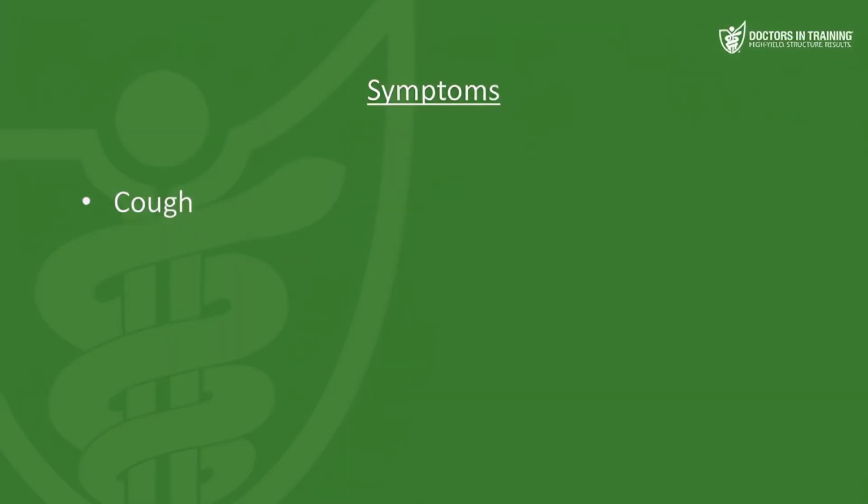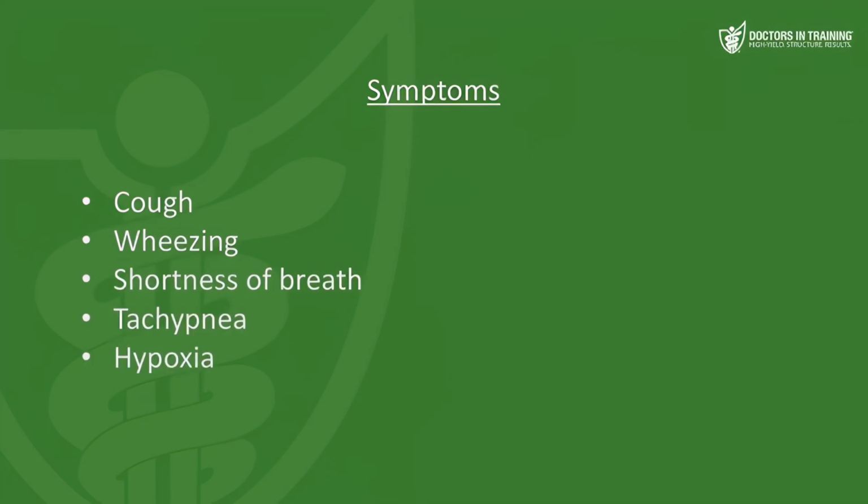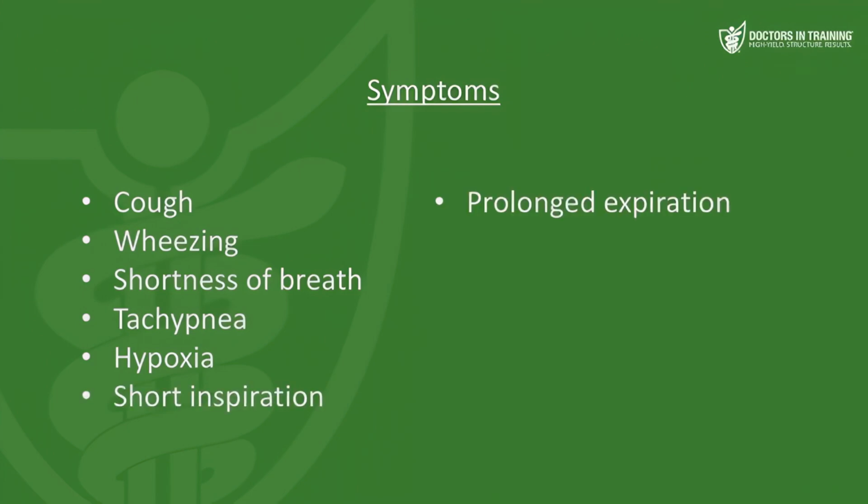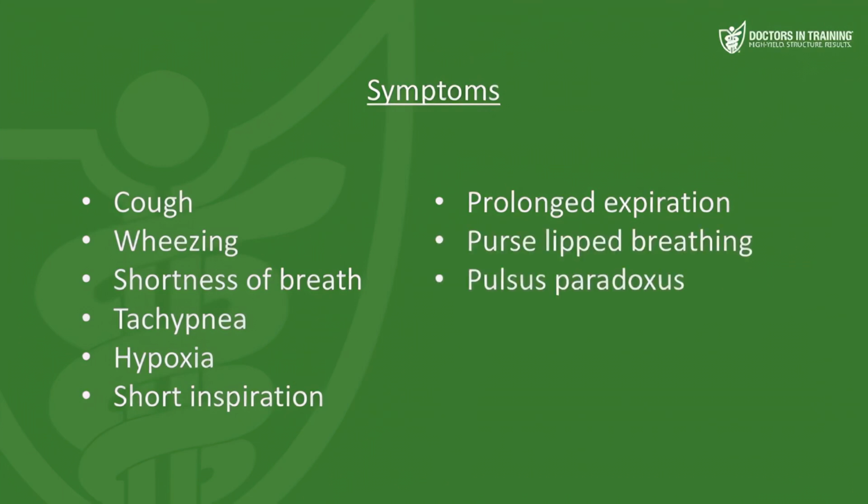The classic symptoms for asthma are cough. Sometimes this is the only feature they have, and it's known as cough variant asthma. Most patients will wheeze, have shortness of breath, tachypnea, and hypoxia. They typically have a short inspiration and a prolonged expiratory time. When it gets really bad, they purse lip breathe. Sometimes it leads to pulsus paradoxus if it's very severe, and mucus plugging.